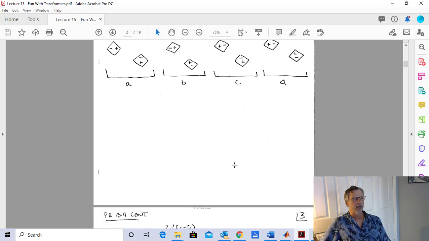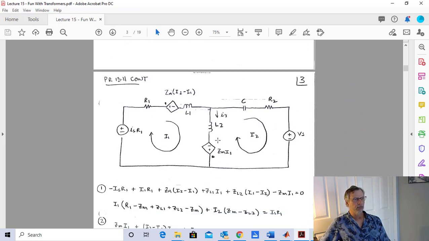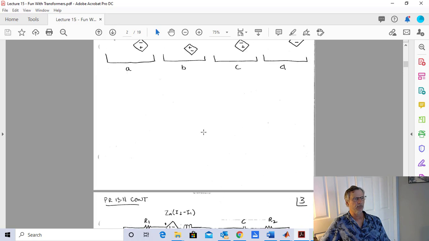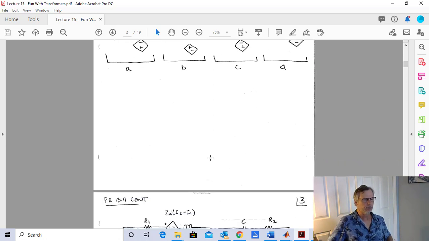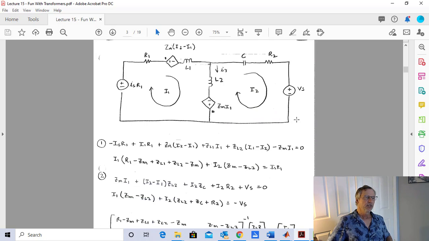Let's see if we got it right. Plus to minus. Yep, looks like we did. So now I've gone through my third step, which was assigning the polarities. The fourth step, forget about the dots. You're done with them. So now we just have a problem with some dependent sources. And that's actually pretty easy.